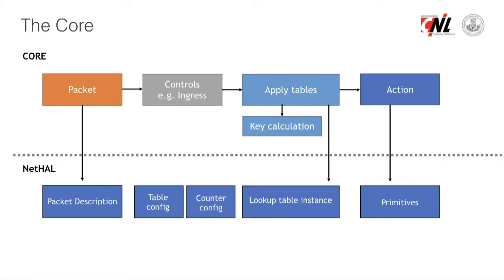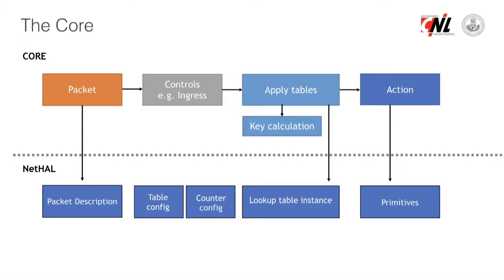For example, in DPDK, rte_mbuf is used to represent the packets. However, in other platforms, maybe a different structure is used. Of course, the table configuration and counter configuration is also part of the network hardware abstraction library, because it's different in different architectures. Furthermore, lookup table instances and primitive actions or functions are also described by the network hardware abstraction library.